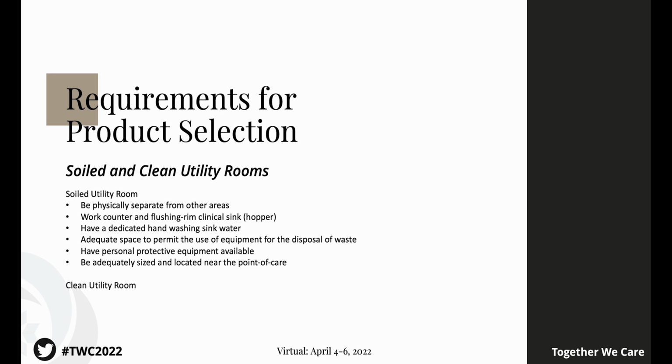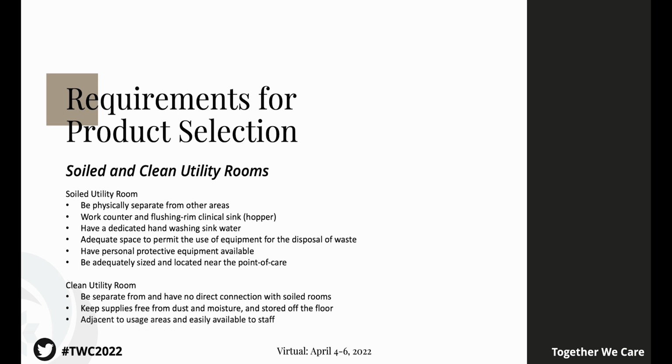A clean utility room must be separate from and have no direct connection with any soiled rooms. You must keep all supplies free from dust and moisture, and they all must be stored off of the floor. The clean utility room should be adjacent to usage areas and easily available to staff, and it should be equipped with a work counter and dedicated hand washing sink.